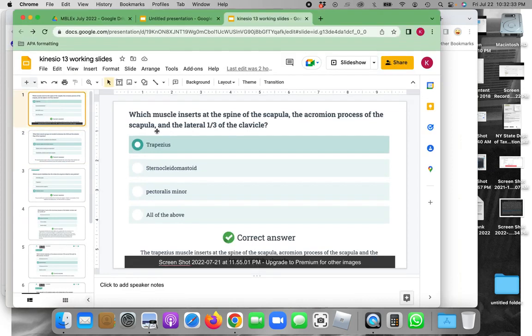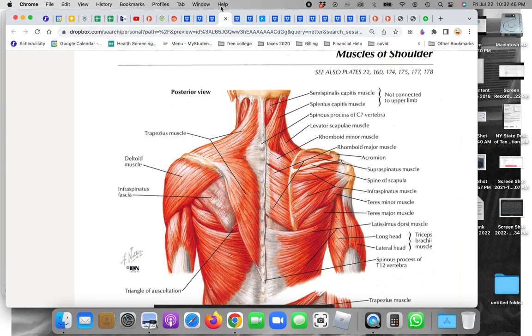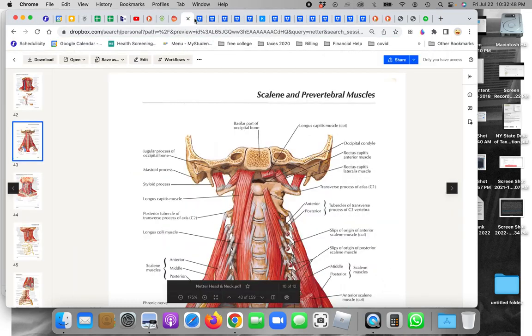Acromion, spine of the scapula, acromion process, lateral 1/3 of the scapula. What three muscle groups are located in between the SCM and the anterior flap of the trapezius? SCM, anterior flap of the trapezius.